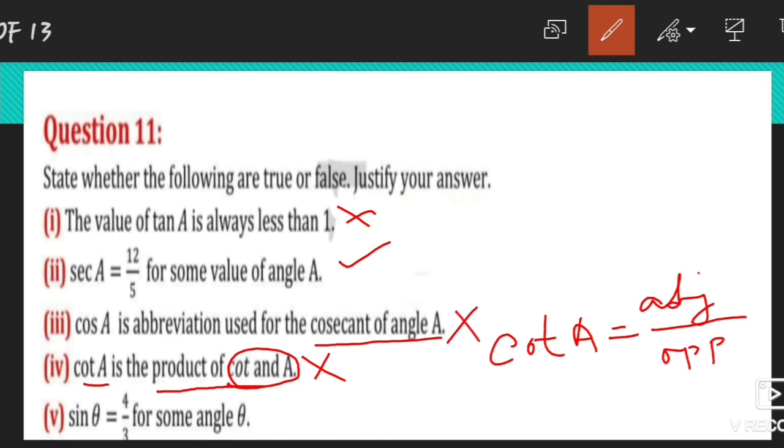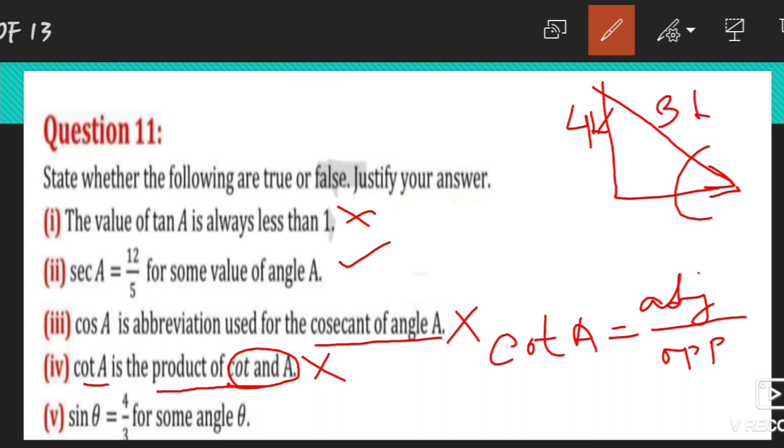Now: sin theta is equal to 4/3 for some angle theta. If you draw a right angle triangle and suppose this is an acute angle, sin theta is opposite by hypotenuse, so you can write the opposite as 4k and the hypotenuse as 3k. What I said is that in a right angle triangle, the hypotenuse is always more than the perpendicular and base. But here, the perpendicular value is more than the hypotenuse value. That's why this is not possible, so this will be false.